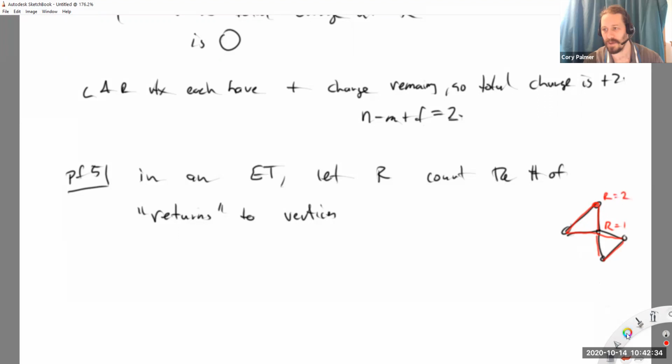Maybe a better example would have been to do another thing here. And this would add to my R again when I came around here. Hit it once, come around, hit it twice. Okay, does that make sense? So just have this counter that each time I visit a vertex for the first time, R does not go up. But if I re-enter a vertex, R definitely goes up. Okay. So you can predict what R is going to be.